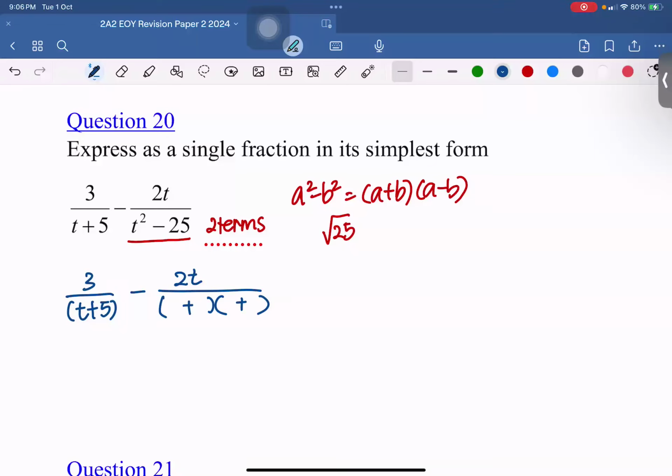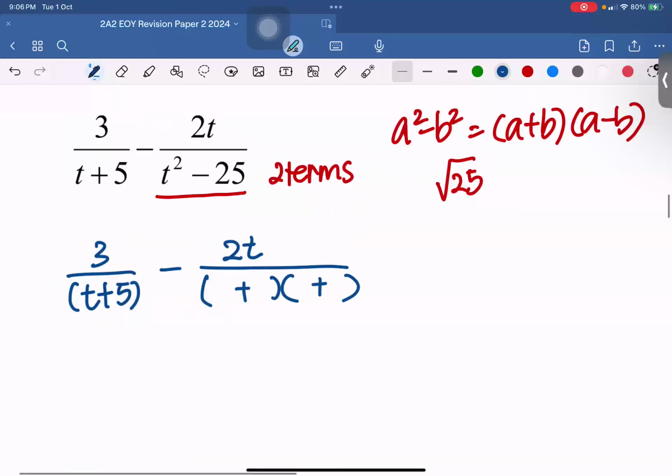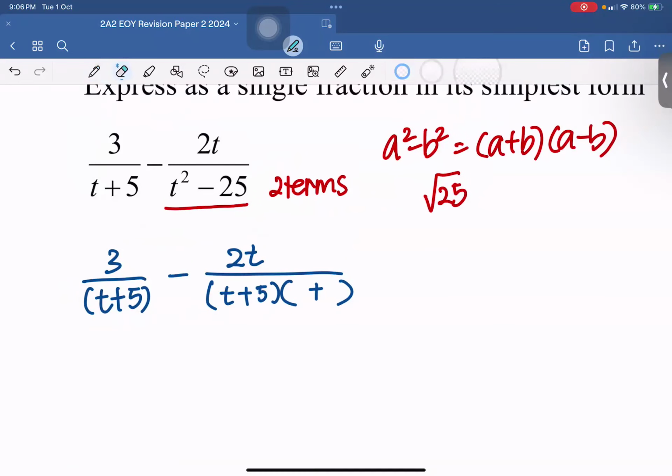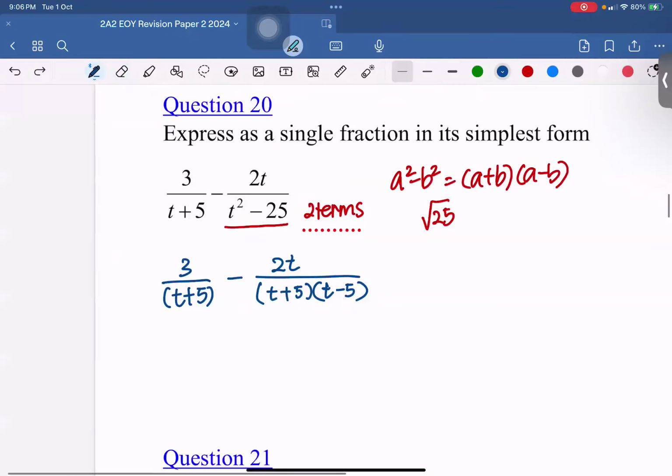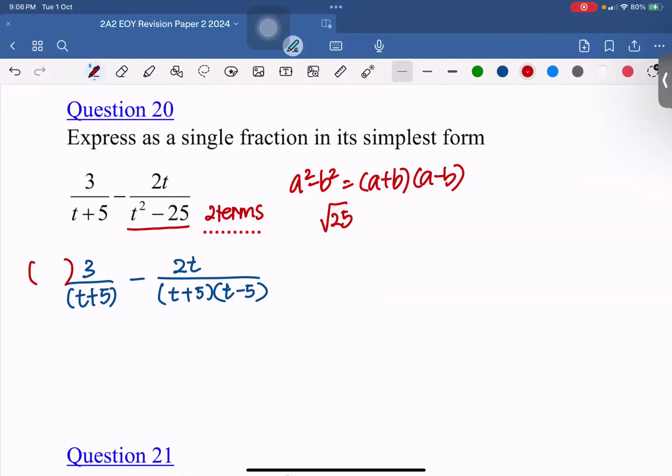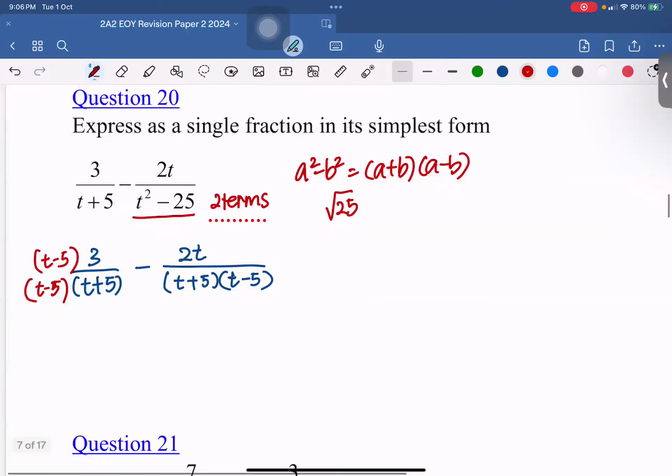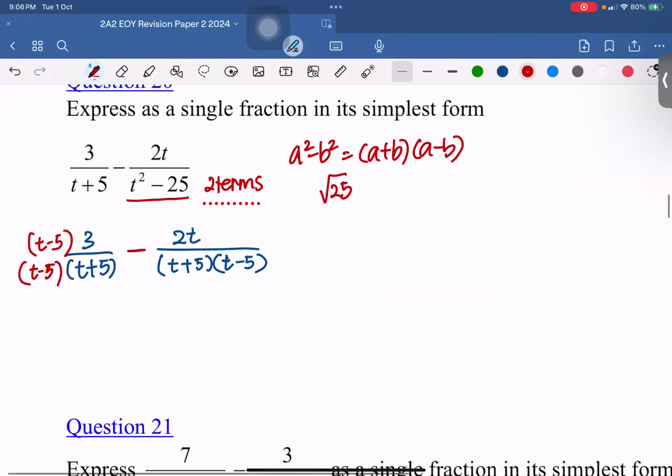So put what inside the bracket now? It's t plus 5 and then t minus 5. Okay. Then what do I need to multiply to this side? T minus 5. Okay, t minus 5 over here. So I have t minus 5. Then when I have subtraction, oh, this one don't need to worry. It's at the front, not at the back.